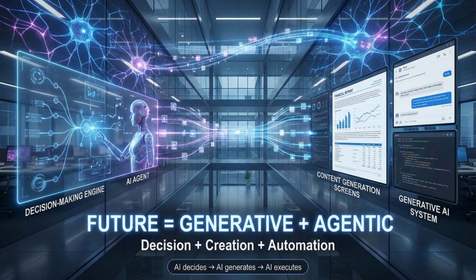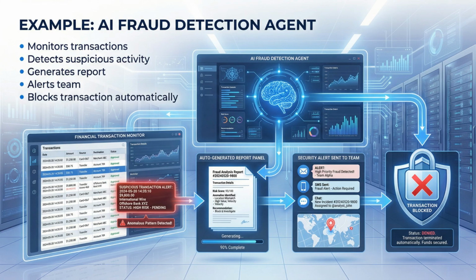Now here's something even more exciting. The future is not about choosing one over the other. The future is about combining both. Modern systems are starting to use generative AI inside agentic frameworks. Imagine an AI agent that decides what action to take, uses generative AI to create reports, messages, or code, executes the decision automatically. For example, a fraud detection agent monitors transactions. When it detects suspicious activity, it generates a detailed report, alerts the team, and blocks the transaction automatically.